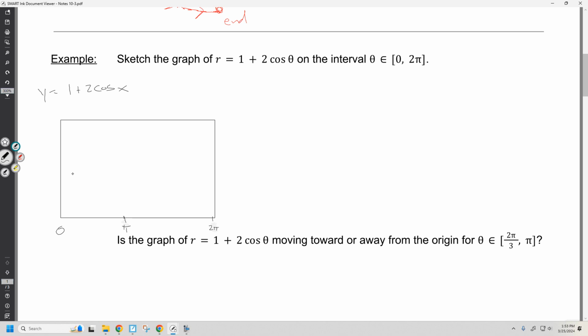Okay. Midline 1, amplitude of 2. Step of pi over 2. Max, midline, min, midline, max. What is different about this than we're used to? Hey neighbors, what's different about this rectangular graph that we haven't seen on the day 2 homework? What is going on here that you didn't see on the day 2 homework?